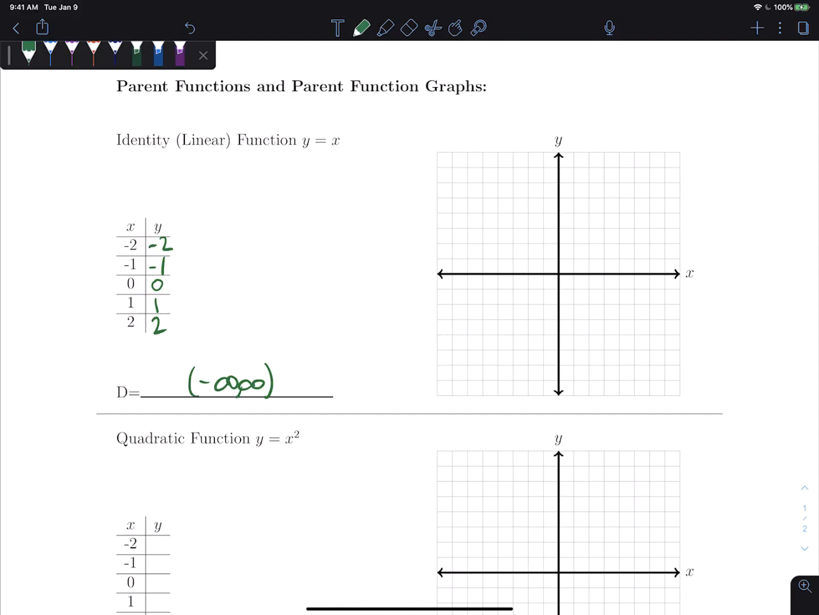As for the actual graph, generally you just plot the points. So -2, -2, -1, -1, 0, 0, 1, 1, 2, 2. And yes, I did just say 2, 2. And now just connect these with a curve, or a straight edge, preferably. That you all have, because you're taking a math class, so you all have a straight edge, right? Awesome. So there you go. That is the identity function.